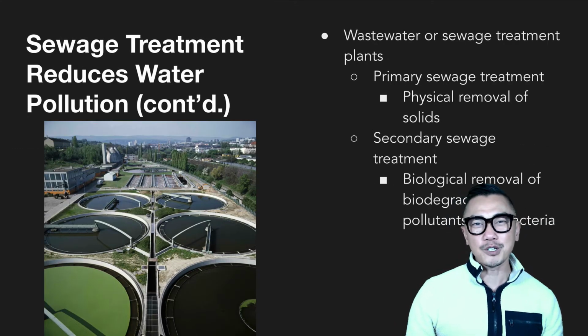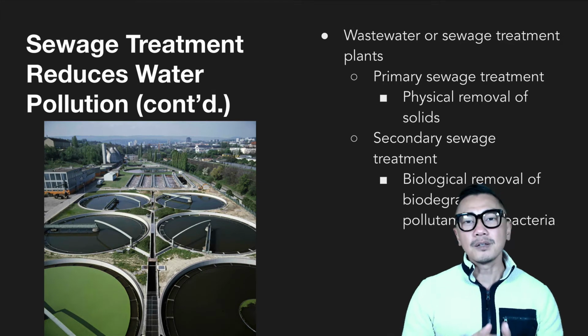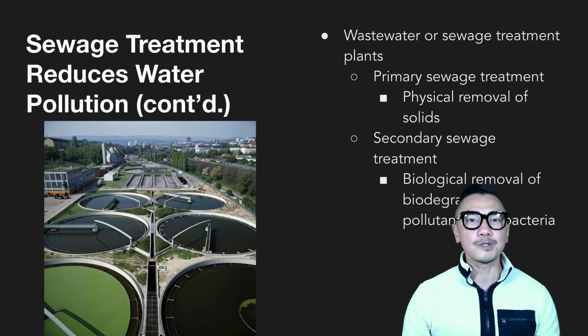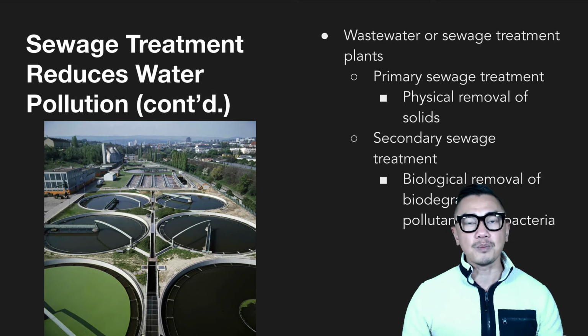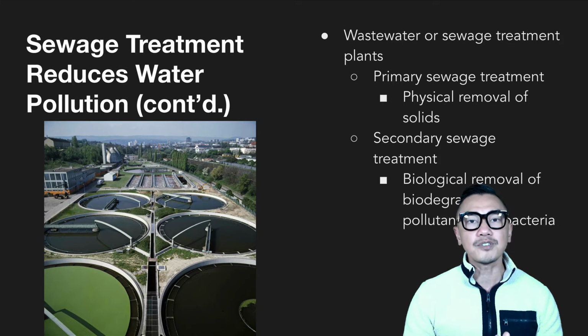More developed regions will have wastewater or sewage treatment plants. These plants will process sewage using 3 different steps. The first step is called primary sewage treatment and involves the physical removal of solids, often using a screen or gravity to allow solids to settle.